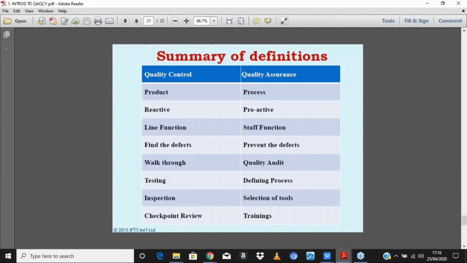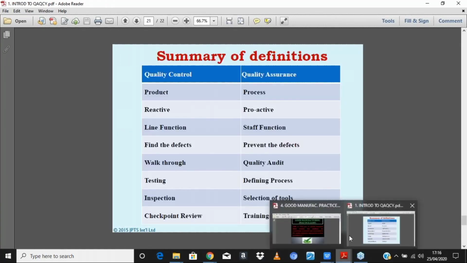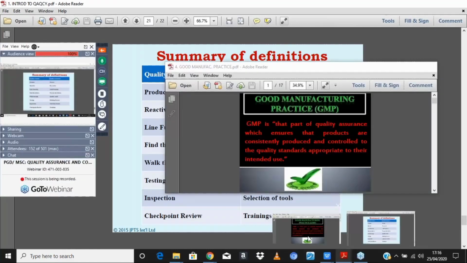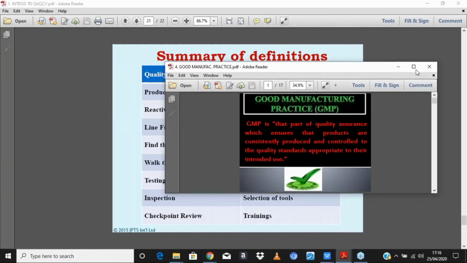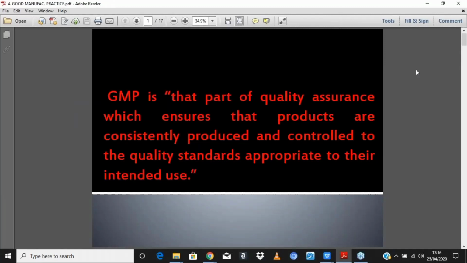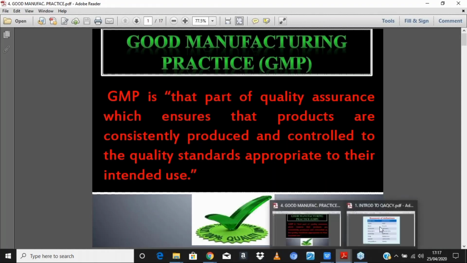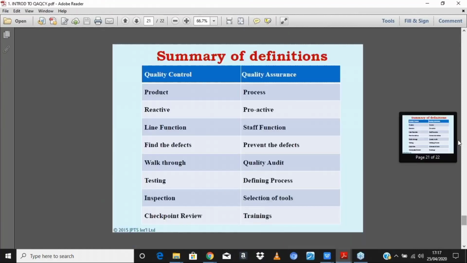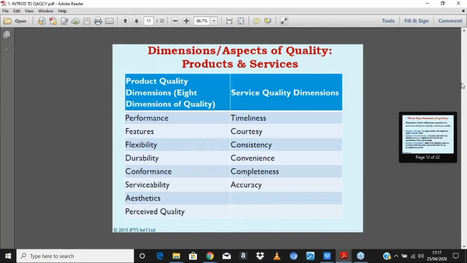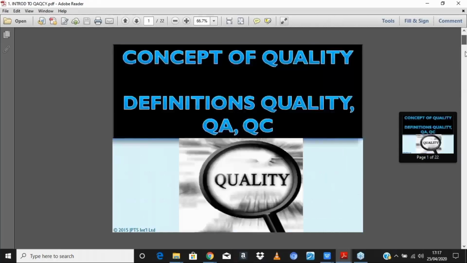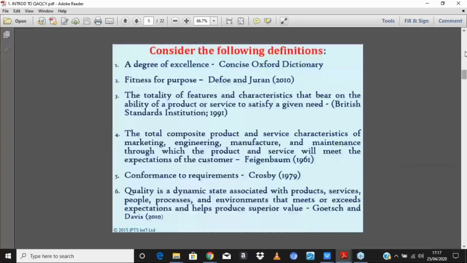Let's quickly move to the next topic, which is going to help us build upon what we have started this afternoon. So we just looked at the introduction to quality. We have said quality is the totality of features and characteristics that bear upon a product to satisfy stated or implied needs. We define that as quality. And from there we proceeded to talk about different definitions apart from the ones I just gave.